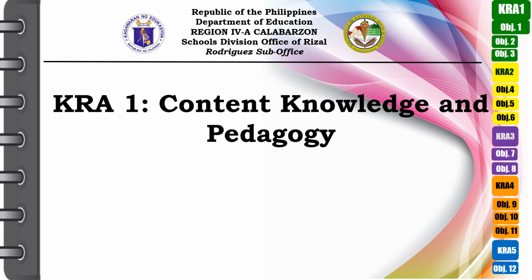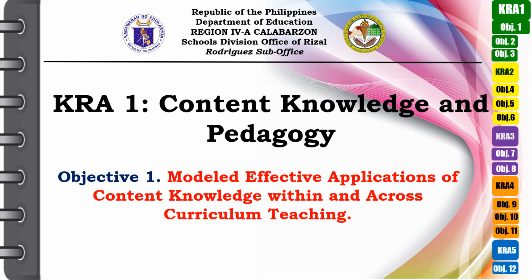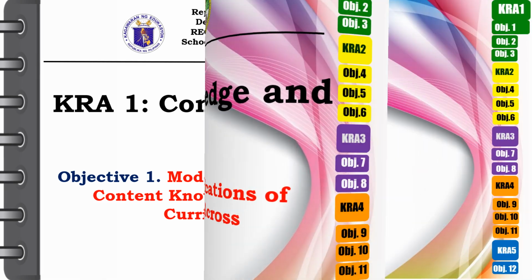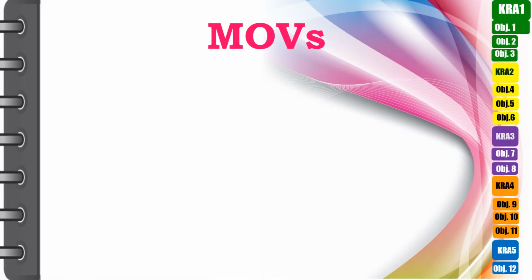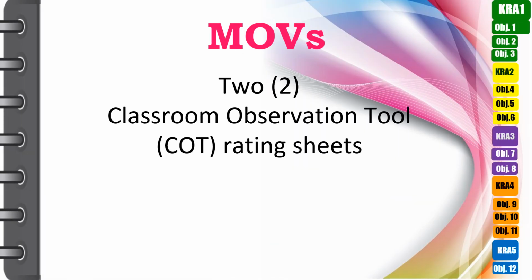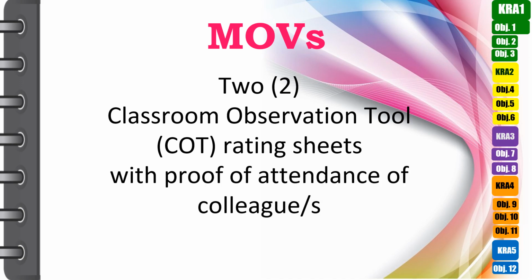KRA1, Content, Knowledge, and Pedagogy. Objective 1, Modeled Effective Applications of Content Knowledge within and across curriculum teaching. For Objective 1 MOVs, you need 2 COT rating sheets with proof of attendance of your colleagues.